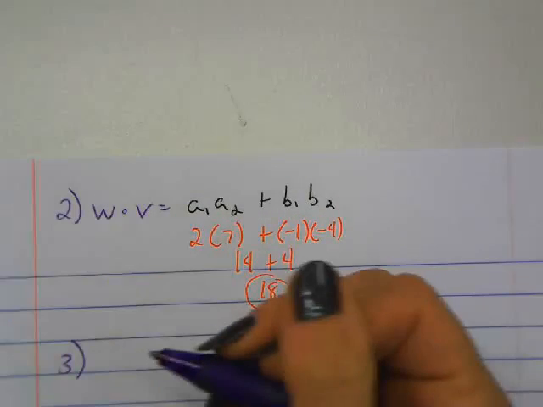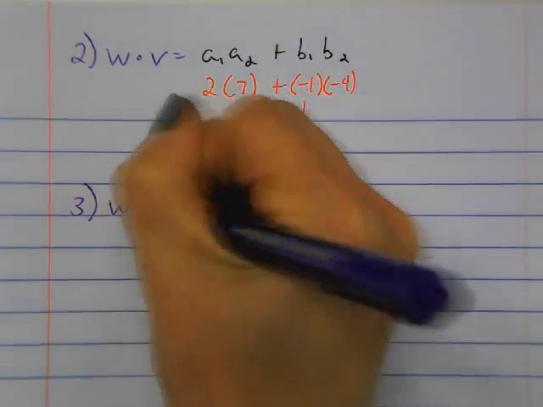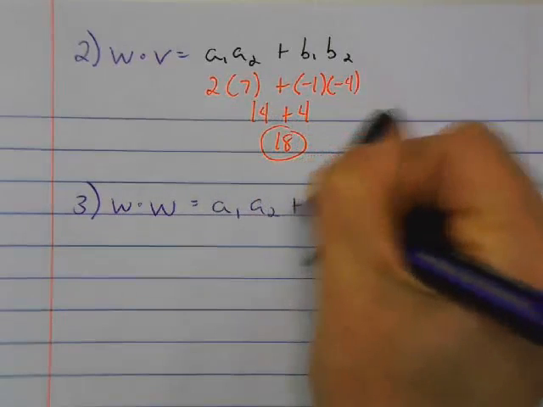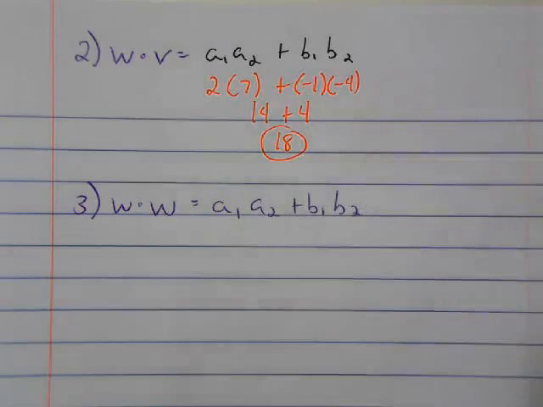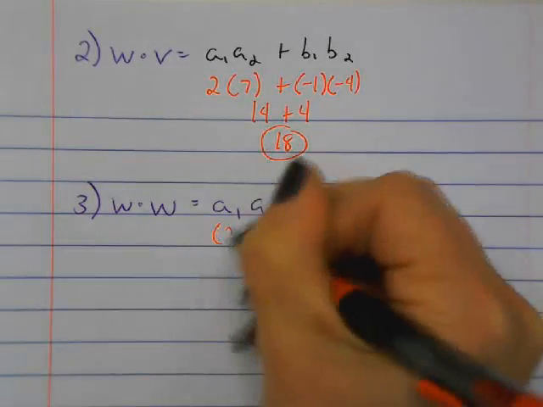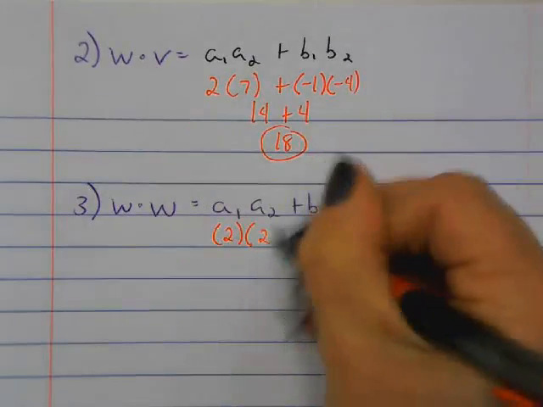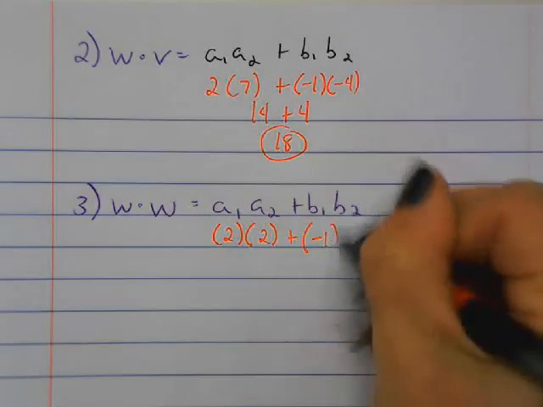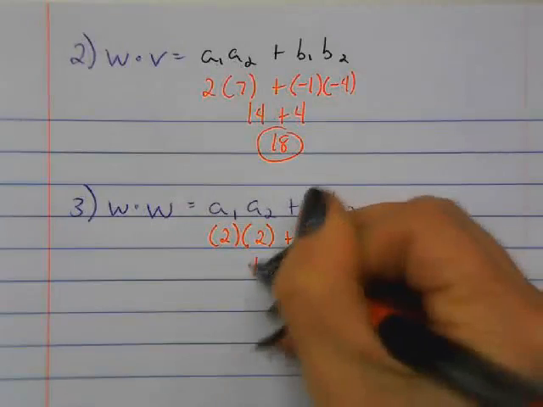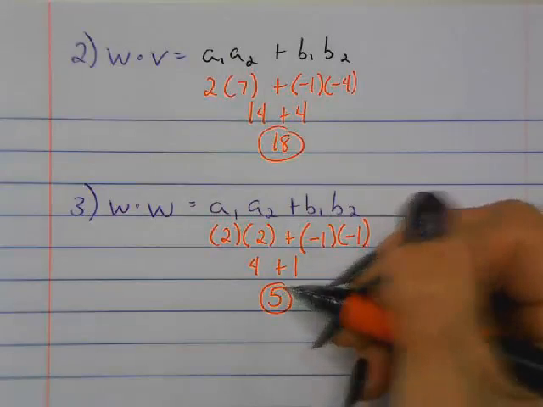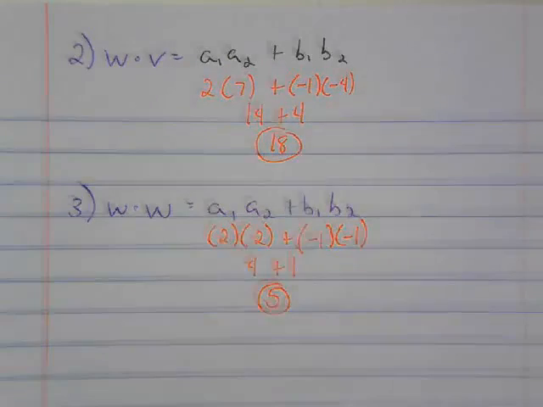Alright, what if I ask you to do w dot w? So again, it's a1, a2 plus b1, b2. So my a1 is 2 times 2, and since I'm dotting w and w, my numbers are the same, negative 1 times negative 1. So I get 4 plus 1 is 5. So the beautiful thing about a dot product is it actually will give me a number, no longer a vector.